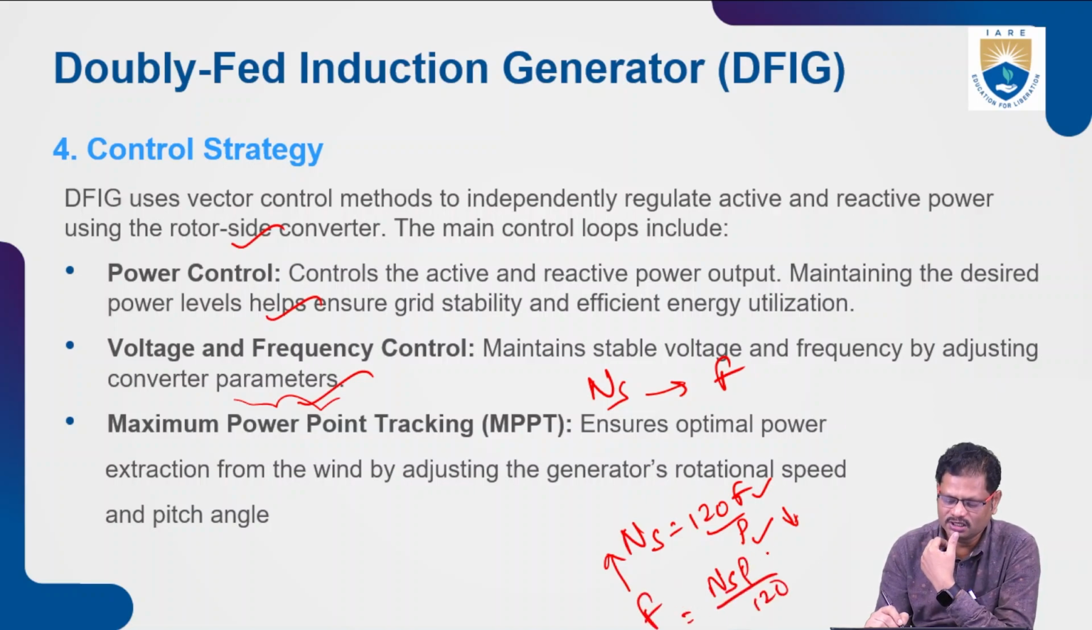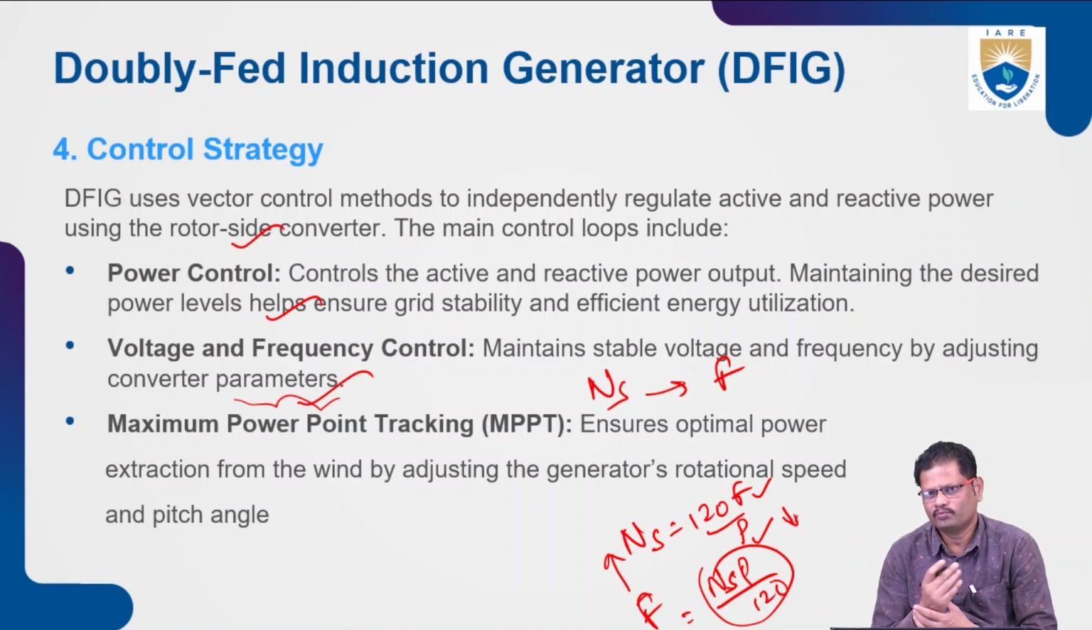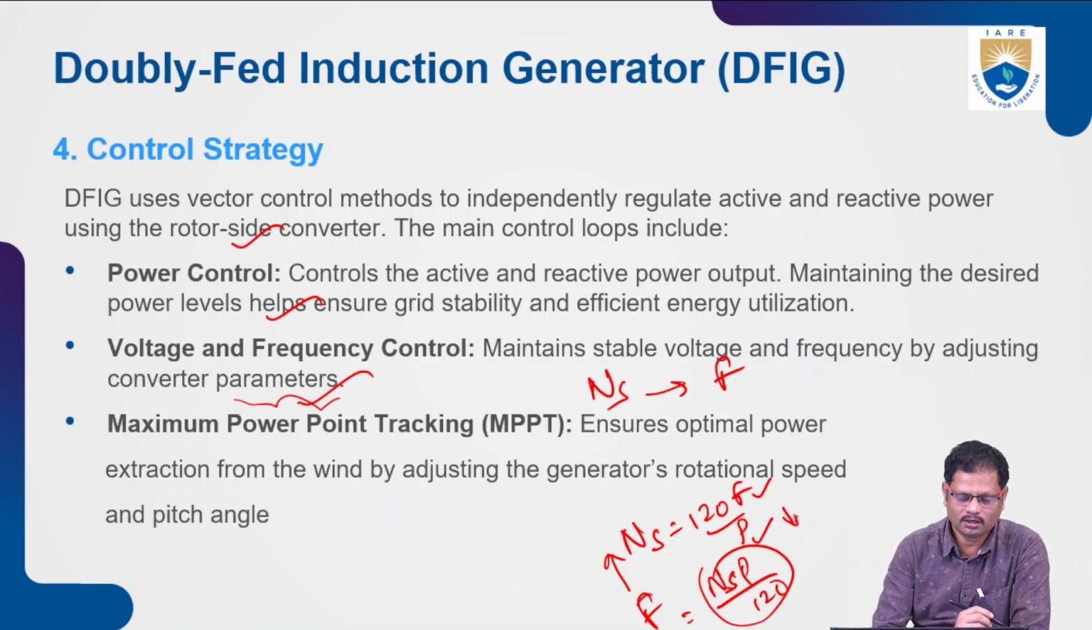By changing the parameters like poles and speed of the generator, we can change the frequency. We can change the frequency and also the voltage. It also depends upon the speed. And maximum power point tracking. So this maximum power point tracking, MPPT, ensures the optimal power extraction from the wind.